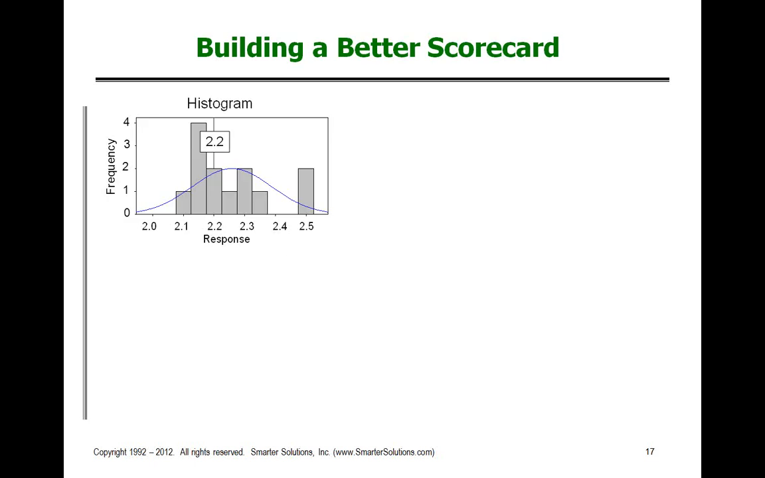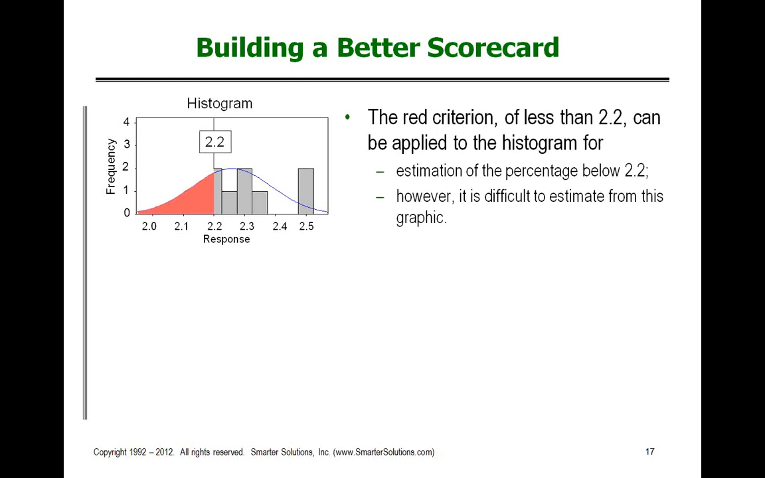Now, if we turn that histogram on its side and we put the 2.2 value, which is the specification or the goal that we're trying to achieve, such that whenever it is below 2.2, we consider it to be a red trigger. So the area under the curve to the left of 2.2 represents the percentage of time that we believe we're going to have a red type condition, or below 2.2, in the future.